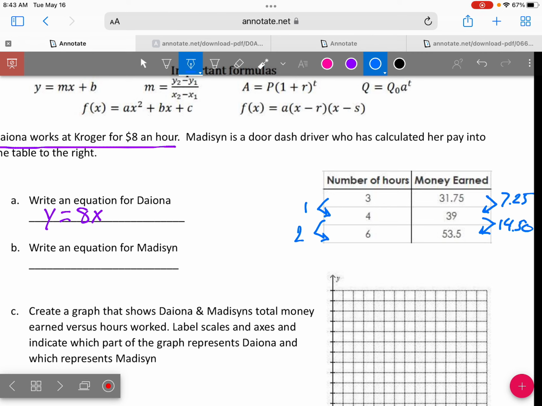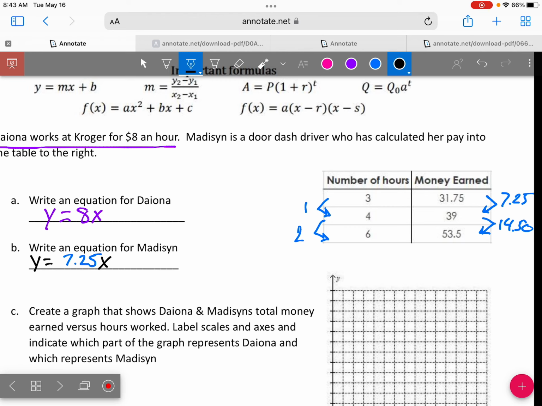Is that a consistent rate of change? Yeah, it is. So it's got to be a linear equation. It's always a good idea to check that. We don't on purpose try and trick you, but sometimes things happen. So what is her slope? What is her rate of change? 7.25 an hour, right? So we know that's going to be her slope.